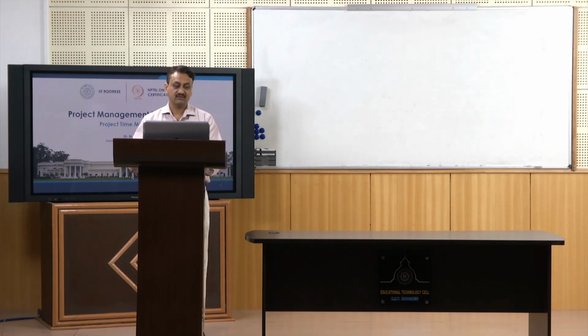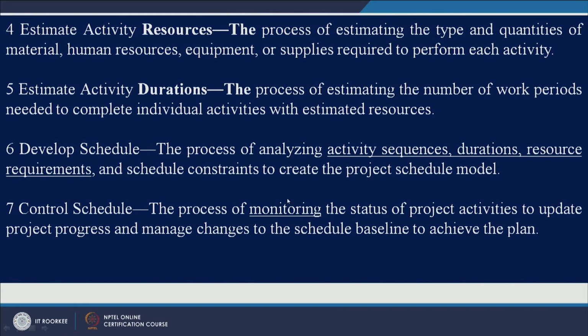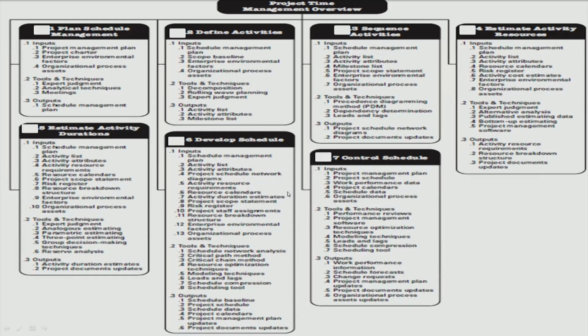And once you are done with schedule development, control schedule, right. Since you have developed a schedule, you need to control whether it is going as per plan with respect to time and with respect to budget, right. So it is a monitoring process which is to be done carefully, right. So let us look at these different processes in the project time management area.